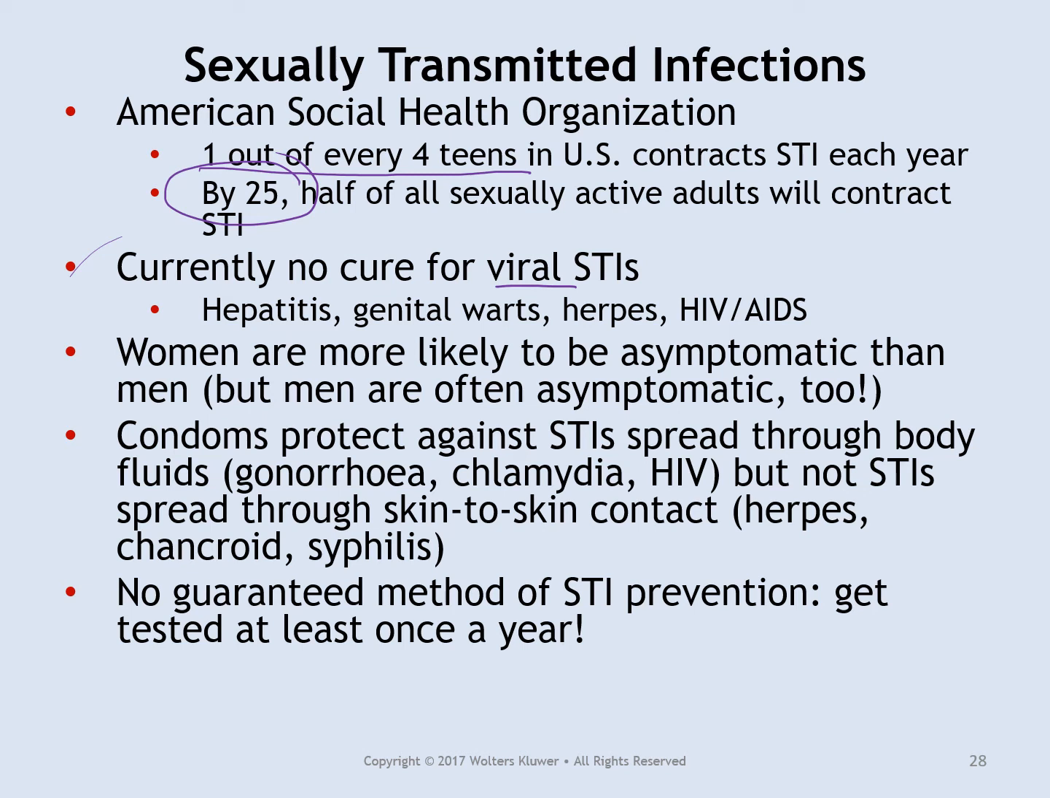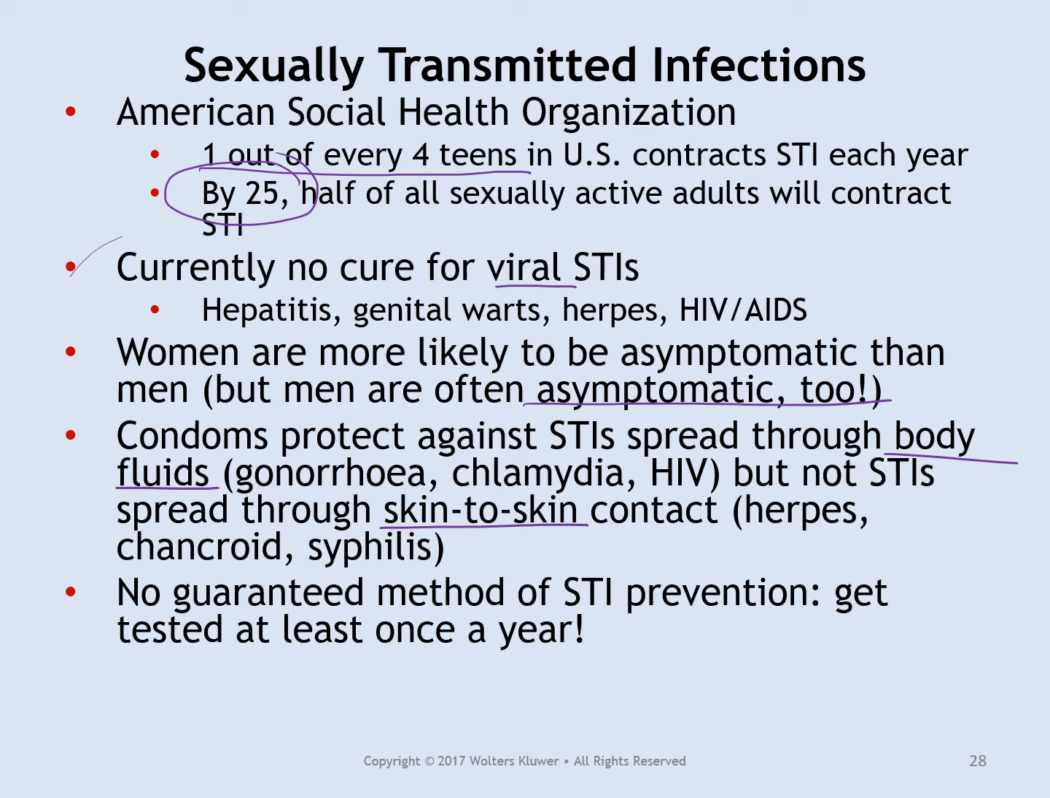But you often see men being asymptomatic as well, having gonorrhea or having syphilis and not showing it. Condoms will protect against STIs that are spread through body fluids, and this is stuff like gonorrhea, chlamydia, HIV, but there are STIs that can be spread from skin-to-skin contact, stuff like herpes, chancroids, syphilis. If you have an infection on the skin that comes in contact with other skin, you can transmit, say, syphilis from one person to another like that.